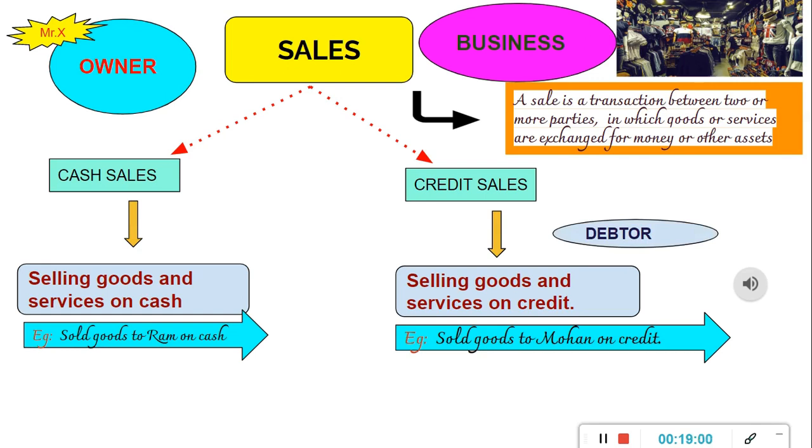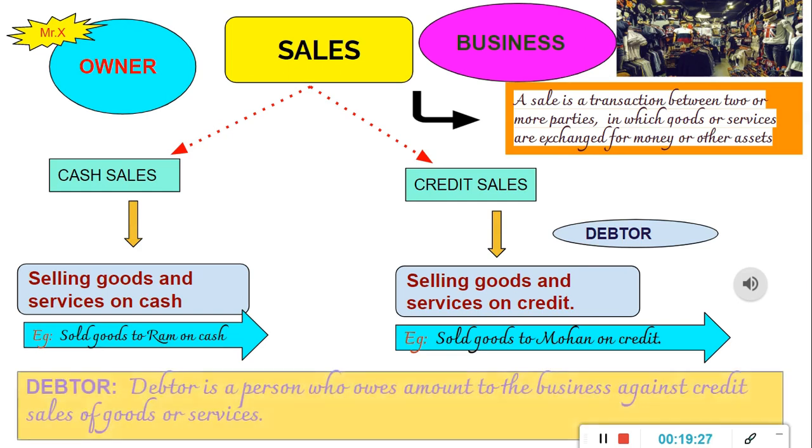D-E-B-T-O-R. But it is not called debitor. It's called debtor. The B is silent there. Debtor. So Mohan is the debtor of the business. In creditor, we said that it is tension for the business, right? What about a debtor? Debtor is the advantage. It's a pleasure for the business. So what is a debtor? A debtor is a person who owes an amount to the business against credit sales. Means we will get the money later. Money will come in.